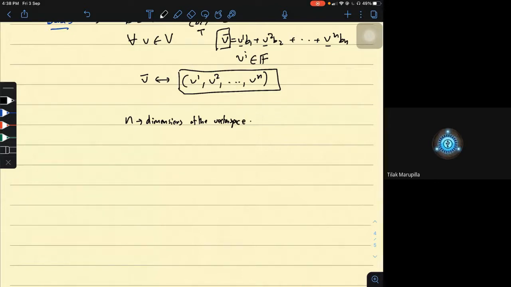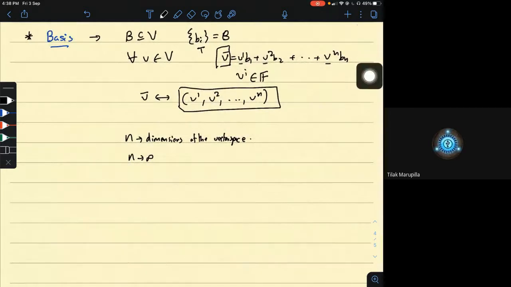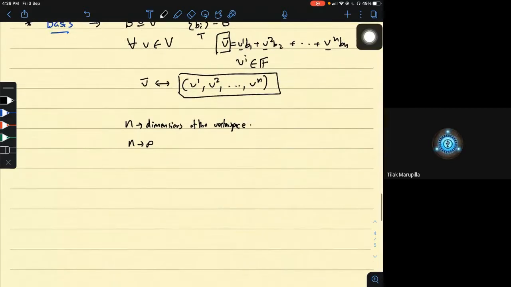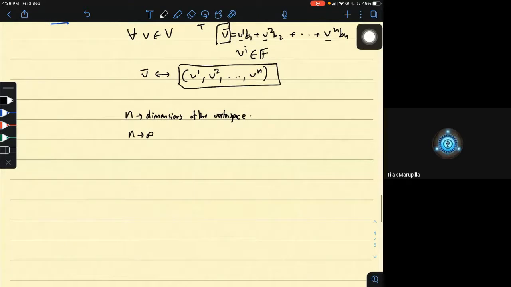So if n is, say, infinite, that is still a valid vector space, and I will have an infinite set of basis vectors. And one example for infinite basis vectors is basically functions, wave functions defined in real space. They are infinite dimensional because the real line is infinite.